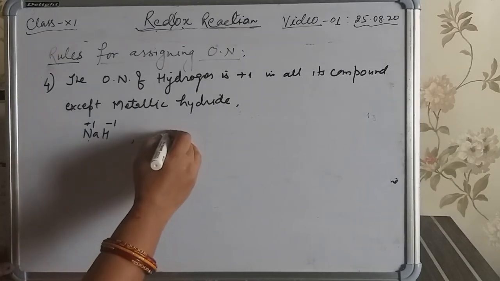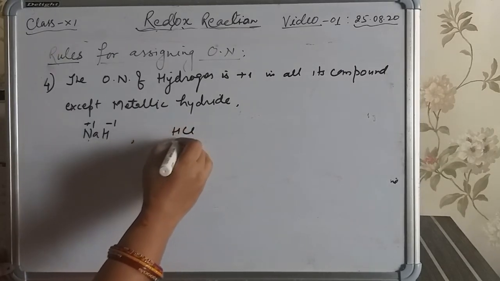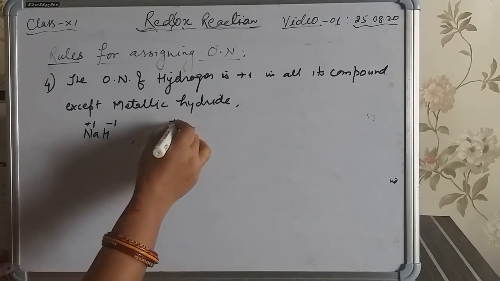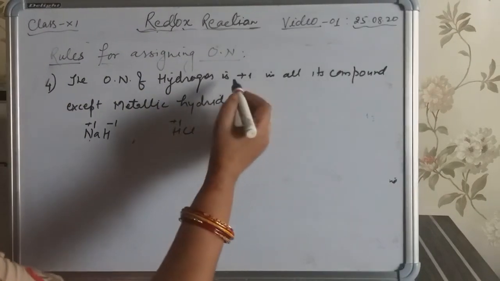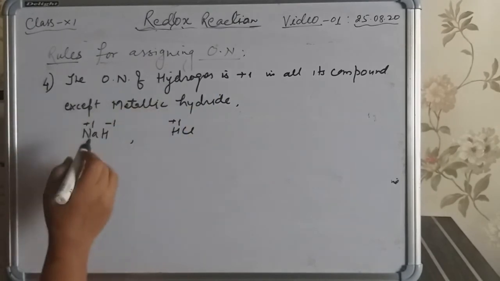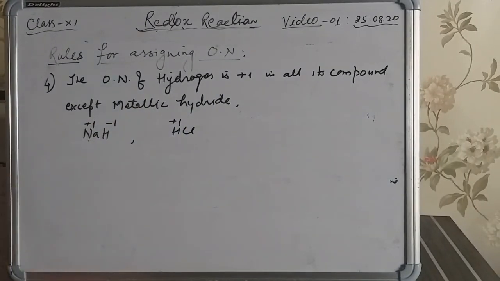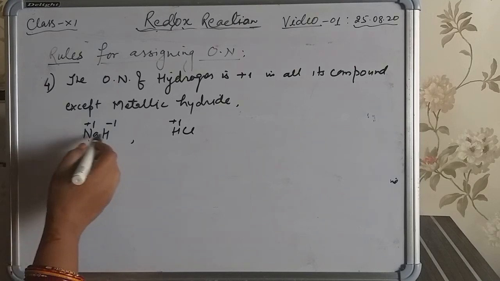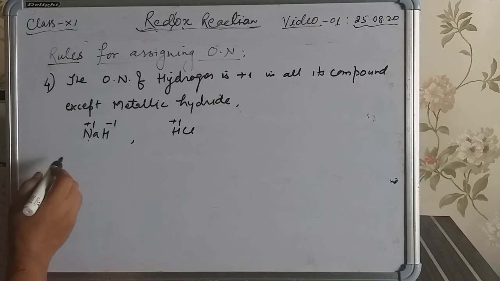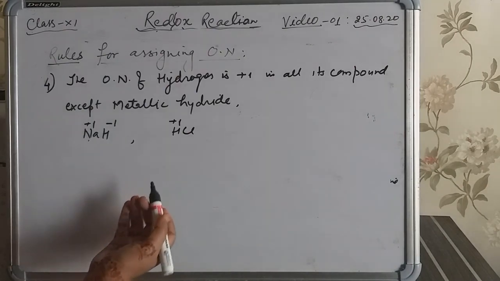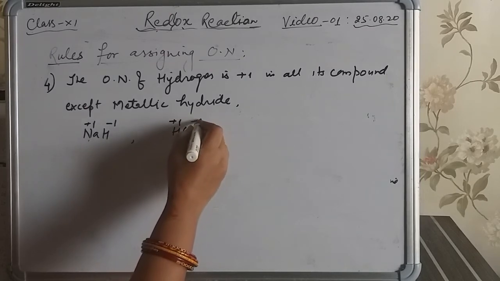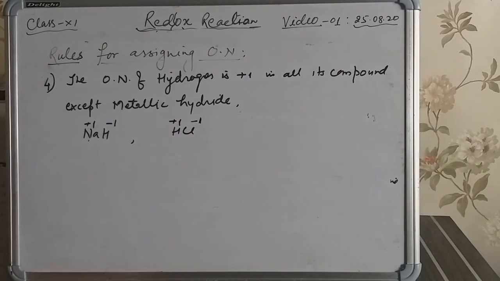In the case of HCl, chlorine is more electronegative, so +1 appears on the hydrogen. So hydrogen in all its compounds acquires +1 except in metallic hydrides. With metallic hydrides, hydrogen always acquires a minus charge because the metal is more electropositive than hydrogen. Hydrogen is more electronegative than sodium, so the negative charge always appears on the more electronegative element.